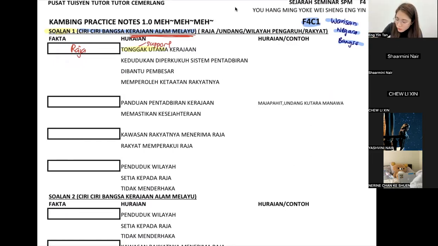And then you tell me kedudukannya diperkukuhkan sistem pentadbiran. You must understand, one king, one person cannot manage the whole thing, ma. So he needs someone to help him in management. Sistem pentadbiran means management. He needs someone to support him. So who is the someone? The someone is what? Pembesar. And the citizen needs to be loyal to him. So like this, 4 points there. So 4 points here, like this, 5 marks.